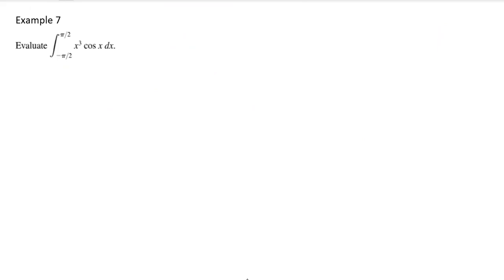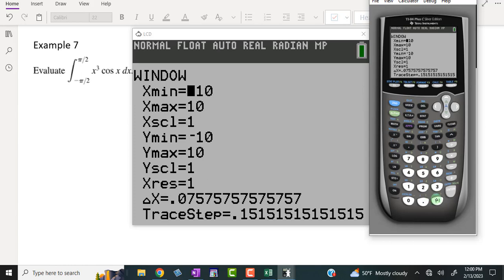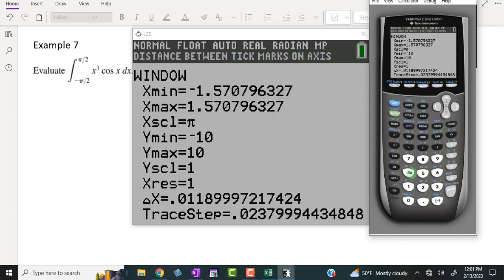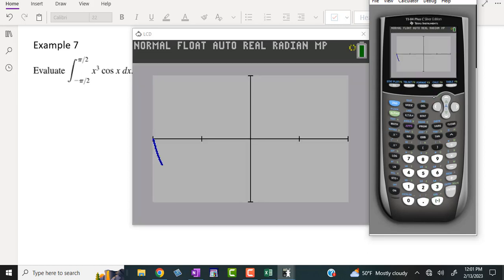Number 7. Here we have the integral from negative pi over 2 to positive pi over 2 of x cubed cosine x. What I notice here is that these bounds are opposite of each other, and x cubed and cosine x are both odd functions. If we were to graph x cubed cosine x on the interval from negative pi over 2 to pi over 2, and I will step this at pi over 4, and we'll go from negative 1 to 1, and look at the graph. What do we notice about this graph?